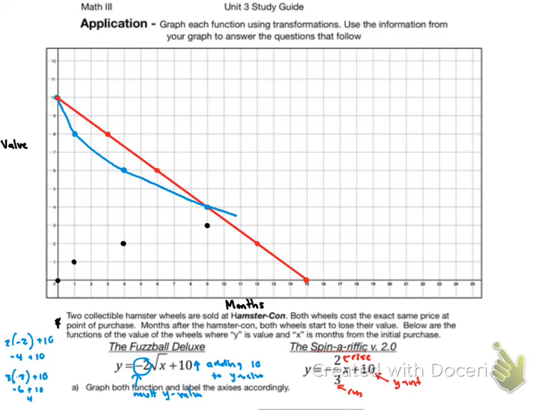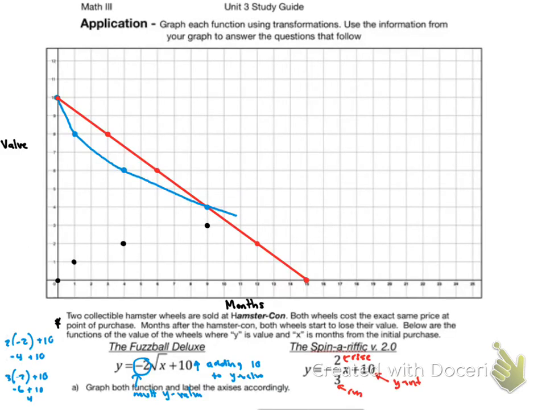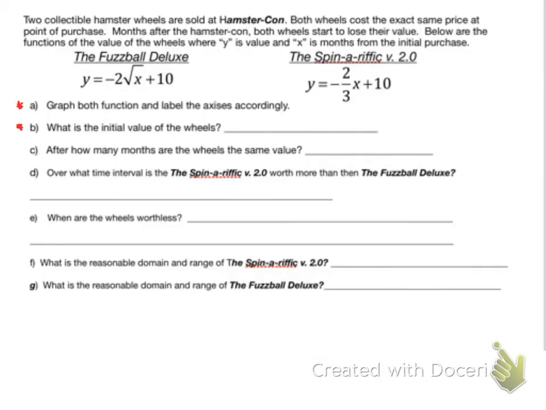Later on. So let's go ahead and answer the questions. So for now, we got a basic graph on there for both of those. So if we look at these questions here, let's look at this first one. So we graph both functions, label the axes accordingly. What is the initial value of the wheels? The initial value where they both started is at 10. Right, we kind of got that right off the bat. So what's the initial value? Let's say $10.